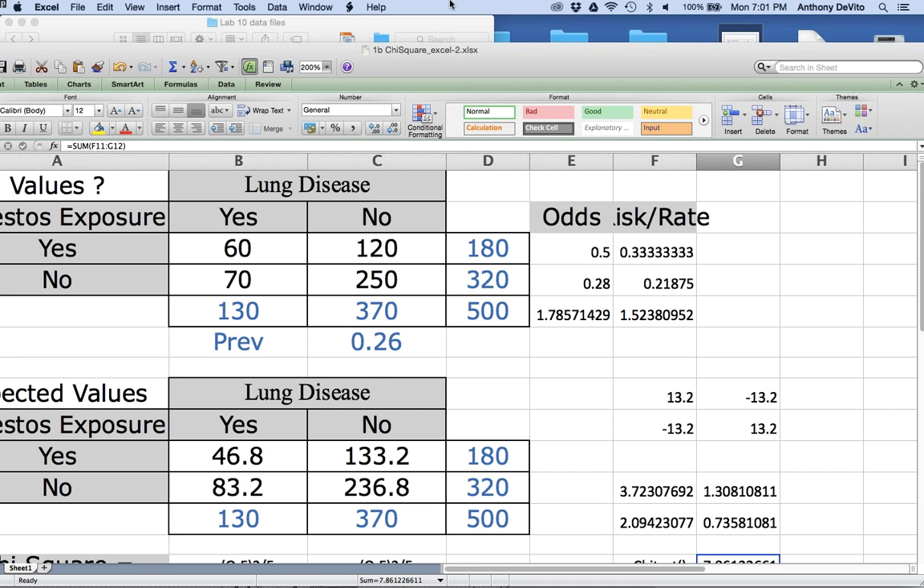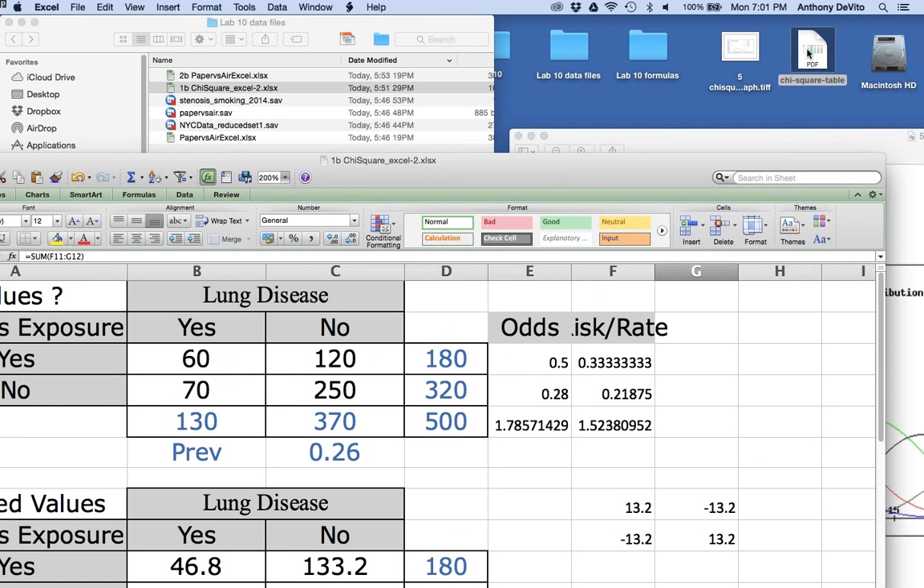So the number of columns and number of rows are really going to determine your degrees of freedom. Okay, so for chi-square, the degrees of freedom are the number of rows minus 1 times the number of columns minus 1. So how many degrees of freedom do we have here for a 2x2 table? 1 degree of freedom. Bingo. Okay, so let's find a chi-square table.